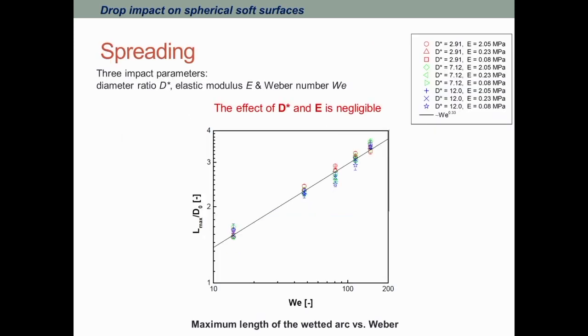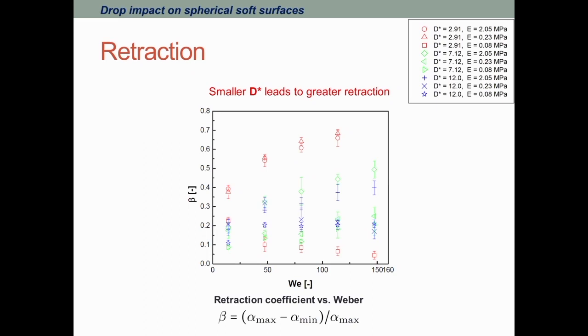So for the spreading behavior, we observe that the effects of the curvature of the substrate and the elastic modulus of the substrate are negligible. You can see that they are almost consistent. However, for retraction, you can see that the red data is the data with the lowest diameter ratio, which means the highest curvature, and the drop actually retracts more compared to the other data, except for this one with the lowest softness.